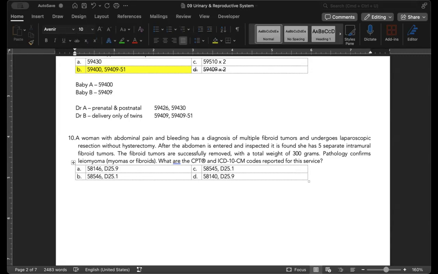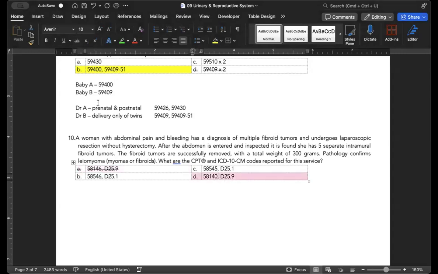So D25.1 is intramural leiomyoma of the uterus. And then D25.9 is a leiomyoma of the uterus, unspecified. So should it be 0.1 or 0.9? Yep, 0.1.